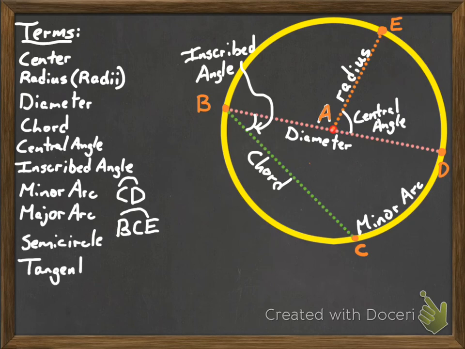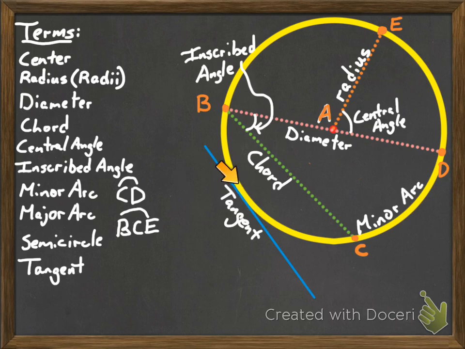The last thing, we have semicircle and tangent. So a semicircle would be, say, half the circle. So you could say DEB is a semicircle, or BCD is a semicircle. And then the last term is tangent. Tangent is actually a line or line segment that intersects the circle at one point. So we had the chord and the diameter. They intersect the circle at 2 points. We have this line segment here. It actually just touches the circle right there.